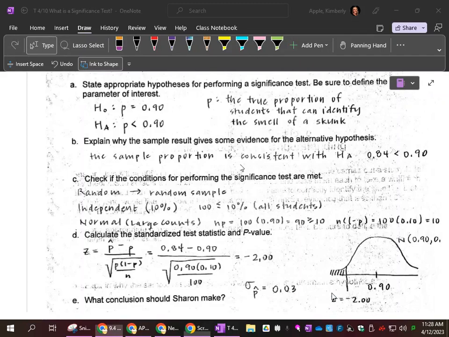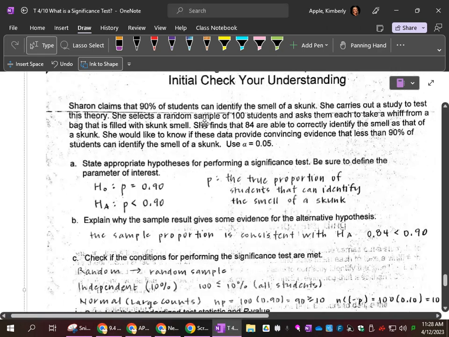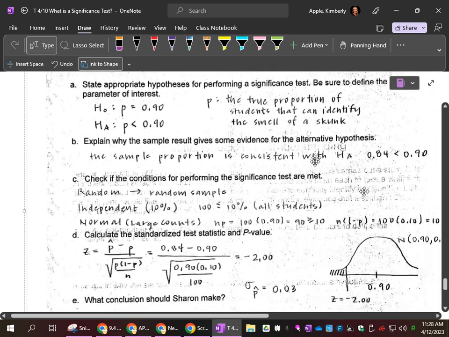So, all right. Here is all of the work from the initial check your understanding for the significance test for P. The first thing you want to do is state the appropriate hypotheses. In this case, the null, H0, would be that P is 90%, and the alternative hypothesis would be that P is less than 90%. Let's see, because it asks us if these data provide convincing evidence that less than 90%. So that's where the less than came from.